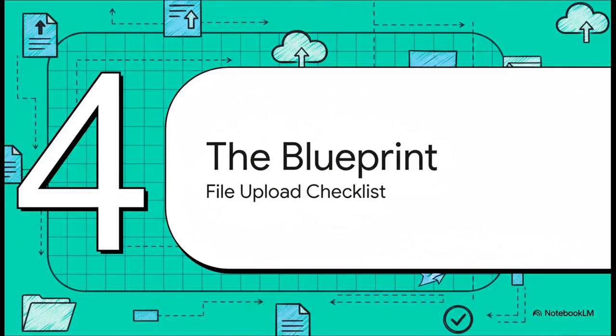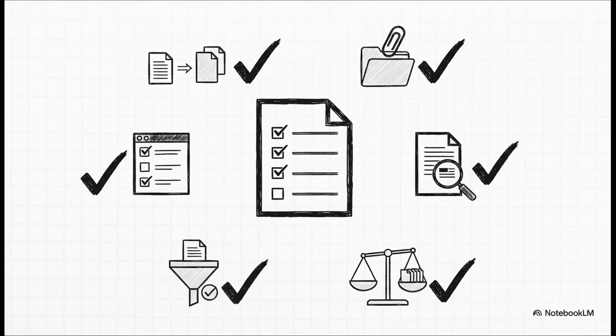Whew, okay, that was a lot to take in, right? So let's boil it all down into a simple blueprint. Think of this as your personal checklist for the next time you have to build one of these file upload features. So let's run through it. You know how to implement both single and multiple file uploads with just one attribute. You're going to always attach files to a record using record ID.